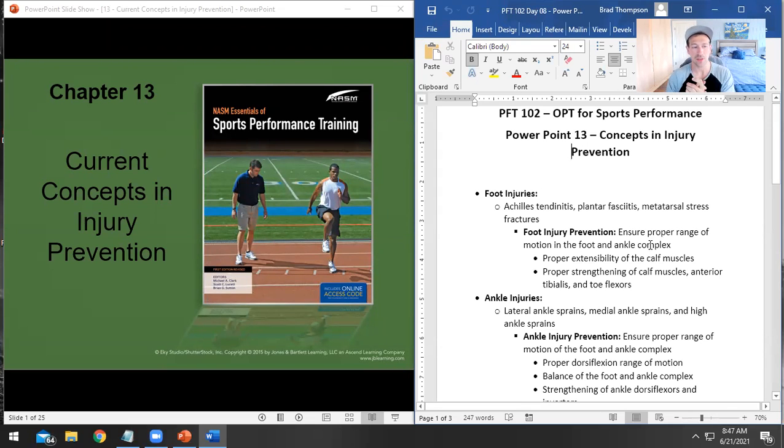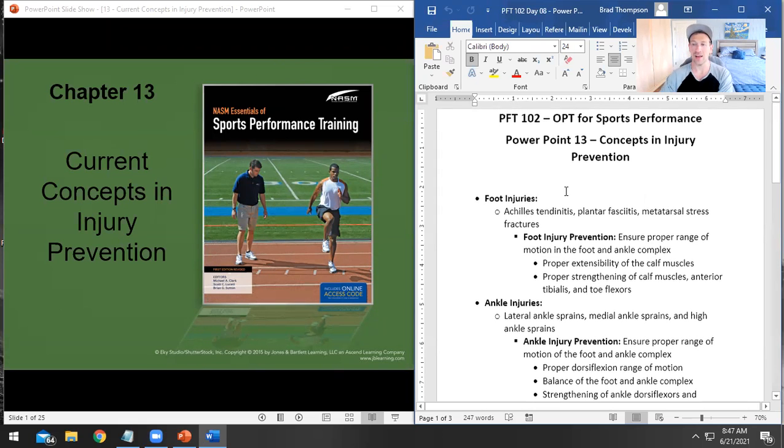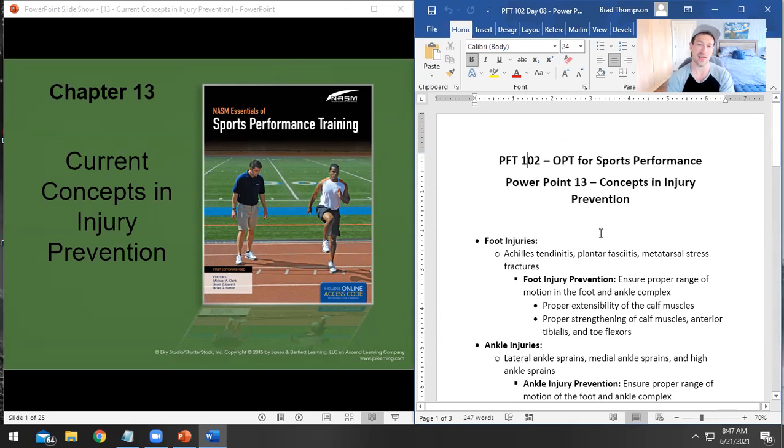Today we've got chapter 13. This is going to be our final lecture for our sports performance class. We will have another lesson tomorrow, obviously, but it won't be like a lecture. It'll just be us getting together in person, giving you a chance to get your feet wet on how to perform a lot of this SAQ stuff.